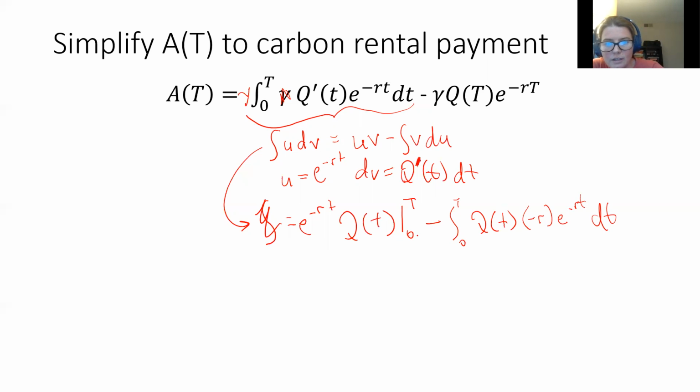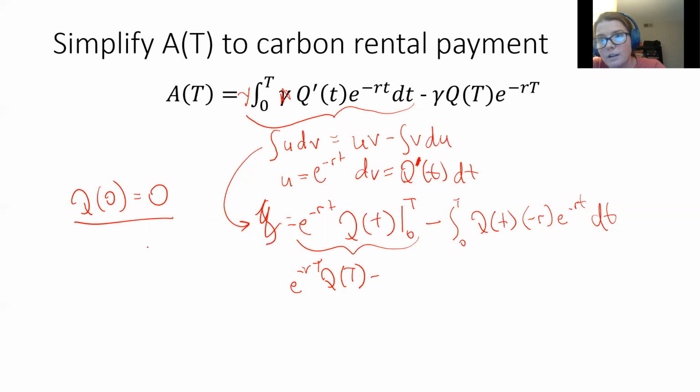So this thing, we're going to evaluate at cap T and 0. So we have e to the negative r cap T, q cap T. Then we have to subtract this whole thing evaluated at 0. But we're going to assume that q of 0 is just 0. That's pretty safe to assume. At the beginning of our rotation, we don't have any timber volume. So this thing evaluated at 0 is just 0. It's going to go away completely.